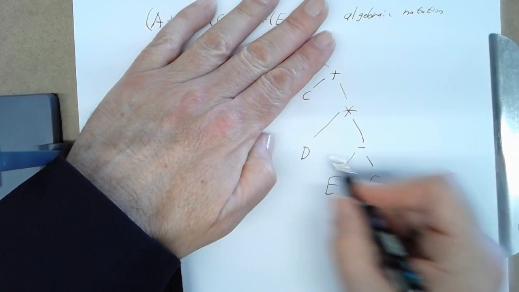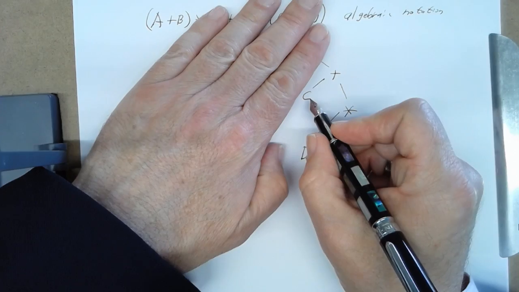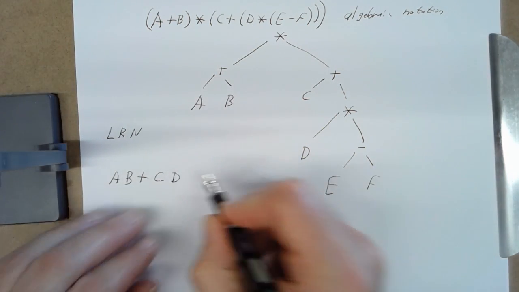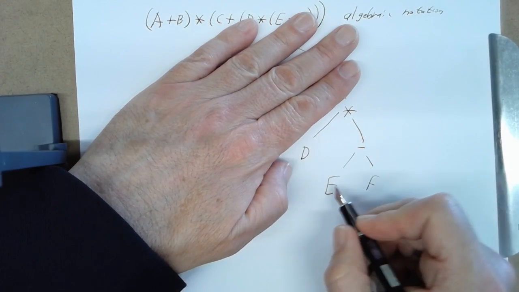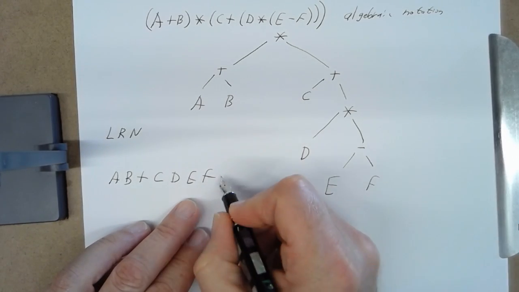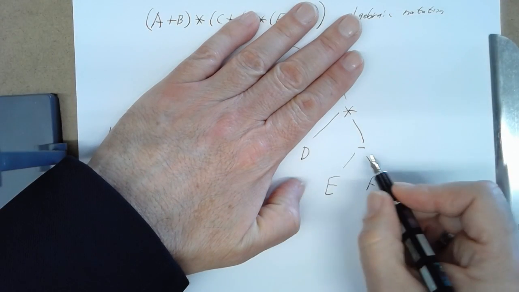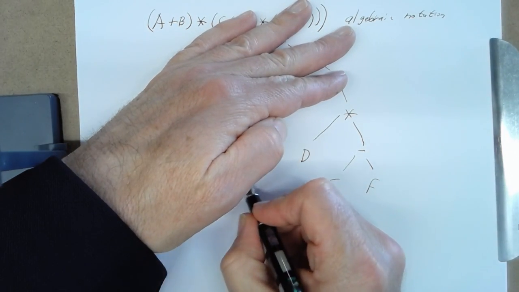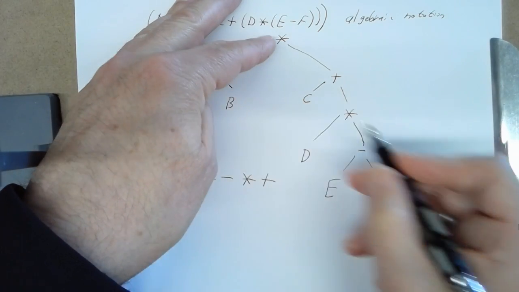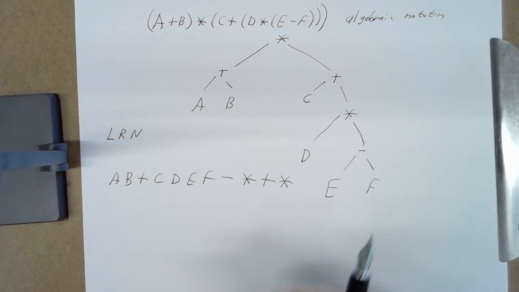And traversing this tree, we'll start off by going to the left. And then traverse the right subtree, which will start off by going to the left. And then traversing the right subtree, which will start by going to the left. And then the right, and then visiting the node. And we've done the left and right subtrees of this, so we visit the node. And now we've done the left and right subtrees of this, so we visit the node. And now we've done the left and right subtrees of this, and so we visit the node. And that is the postfix version of that algebraic expression.